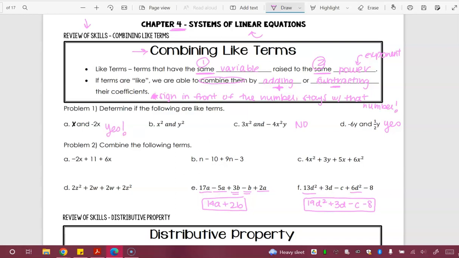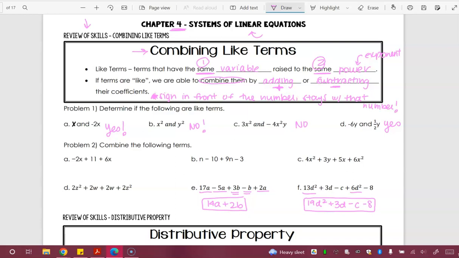Let's check out B. First question. Do we have the same variable? Well, I've got x squared and I've got y squared. So I have two different variables. Right away, I know, no, they are not like terms. Notice they do have the same power. They have the same exponent, but they need to be the same variable.